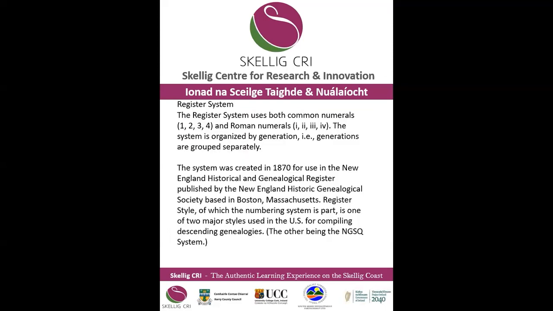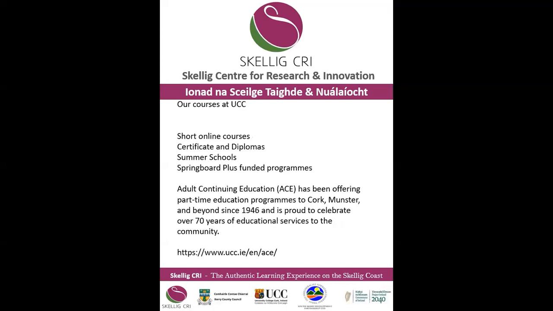The register system is one that uses both common numerals and Roman numerals. The system is organized by generation, and the generations are grouped separately. The system was created in 1870 for use in the New England Historical and Genealogical Register, published by the New England Historical Genealogical Society based in Boston. That type of numbering system is very sophisticated, and it's an excellent way to be able to reference back who you're talking about within a tree, especially if you've got similarities in naming patterns.